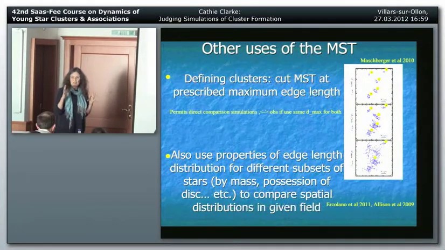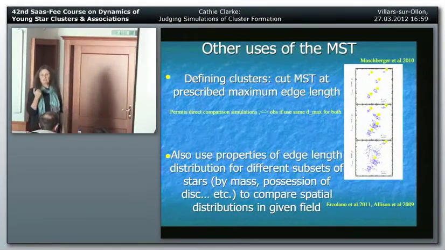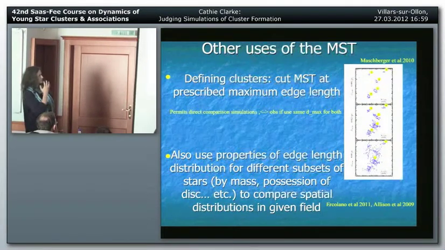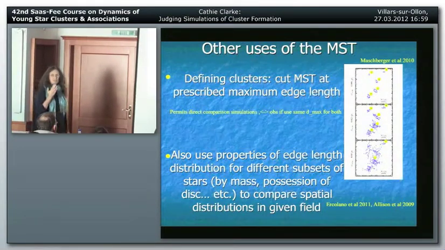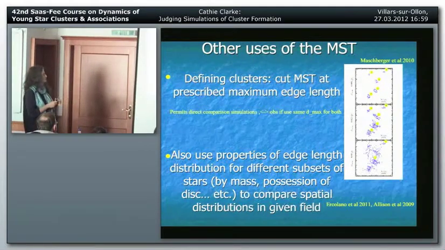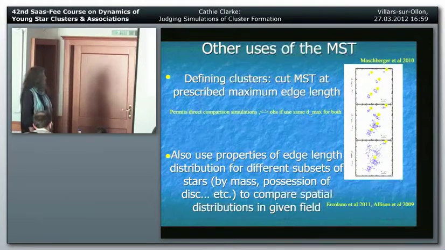We're not asking whether it's bound, we're just saying, taking a snapshot, if I analyse this data and I impose a cut length of 0.2 parsecs or whatever I want to impose, then this is what I will derive for the clusters. I suppose the beauty of this is that you can do exactly the same thing to the observational data. So as I say, it's very empirical, but it does mean at least that if you've got the simulation and observation, you can compare them side by side.